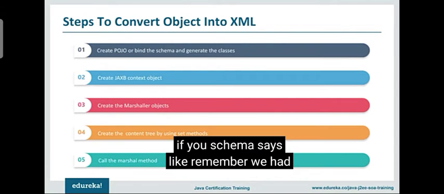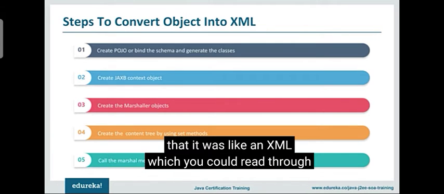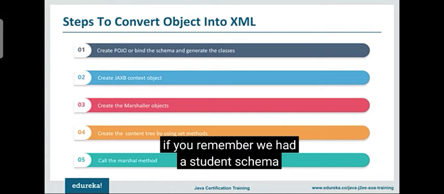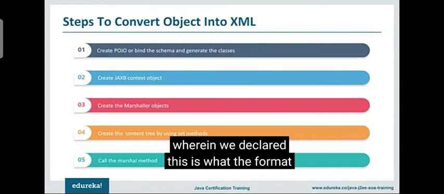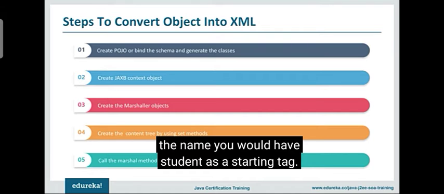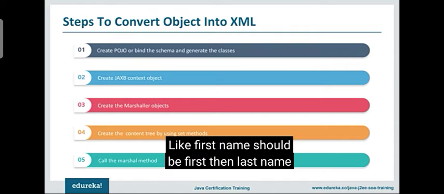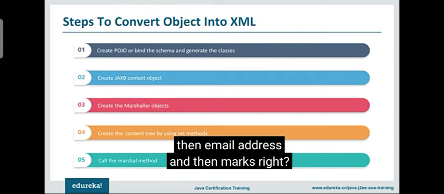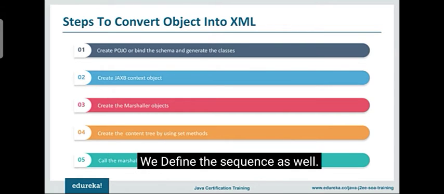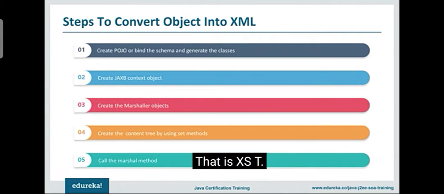If your schema says... remember we had an XSD wherein we saw an XML which you could read through, like you could have a schema. If you remember, we had a student schema wherein we declared what the format of the XML would be. You would have student as a starting tag. We defined the sequence as well: first name should be first, then last name, then email address, and then marks, right? So that is nothing but a schema, that is XSD.